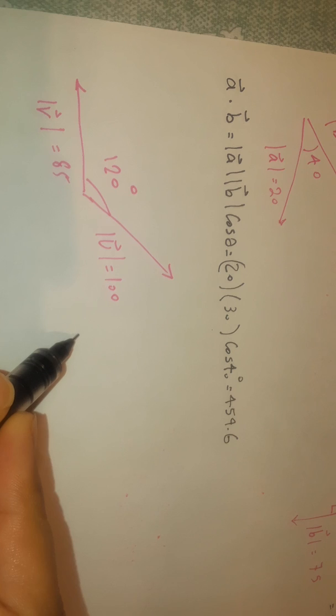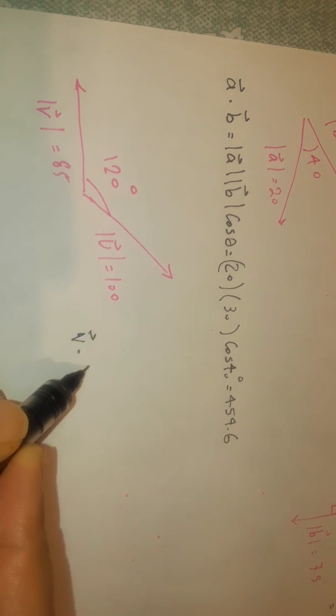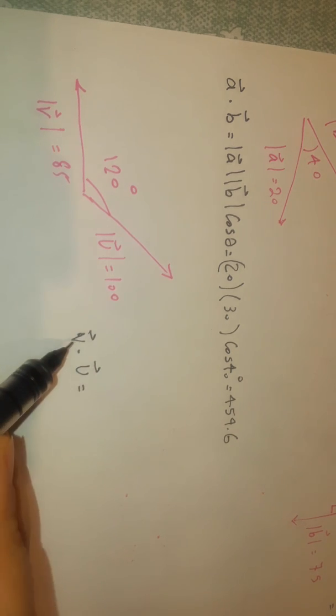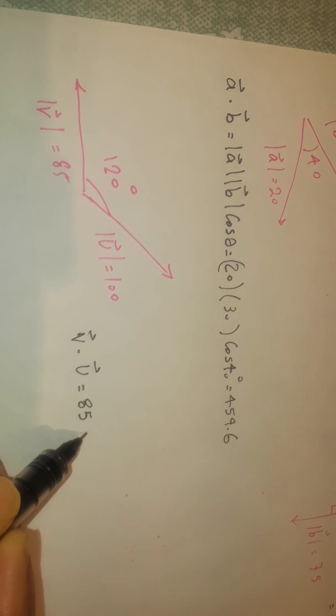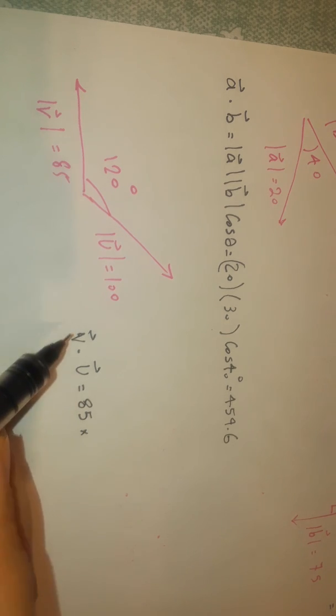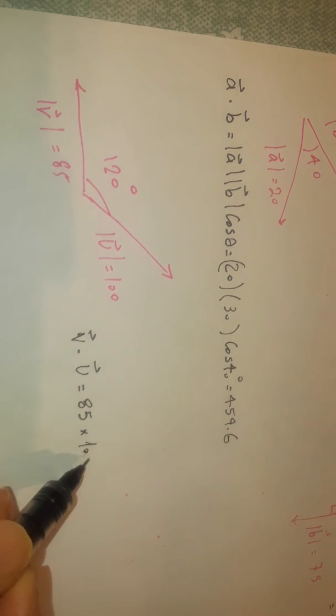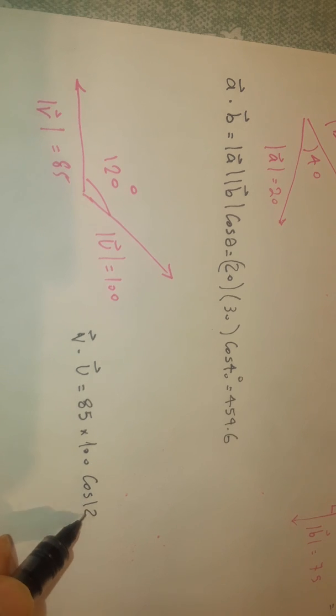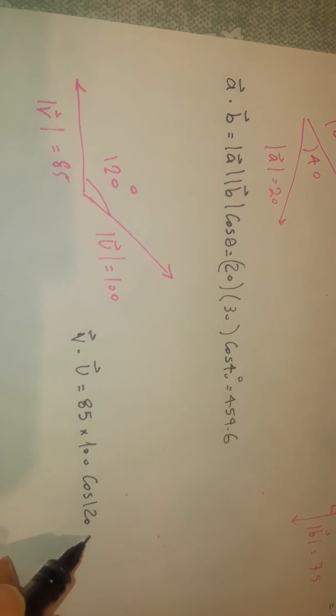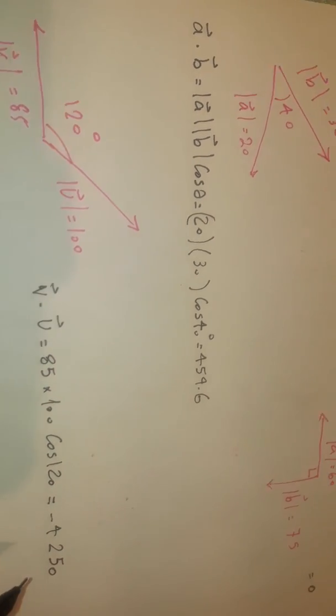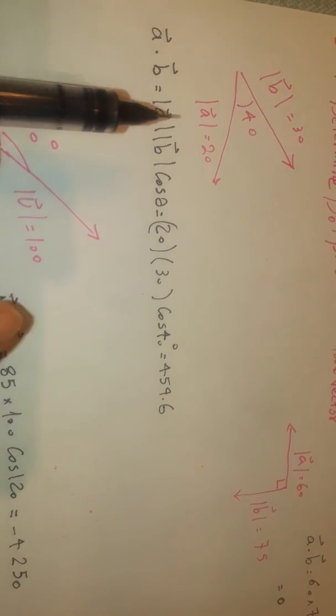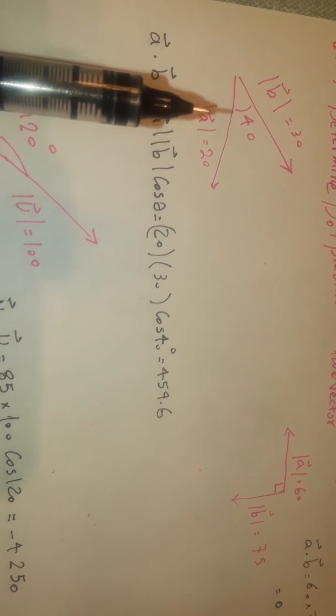Okay, then another example. Again, I want to do V dot U. The magnitude of V is 85 multiplied by the magnitude of U, 100, cosine of 120. So look, the cosine of 120 is going to be a negative number. When you put that in the calculator, you will get negative 4250 as a result.